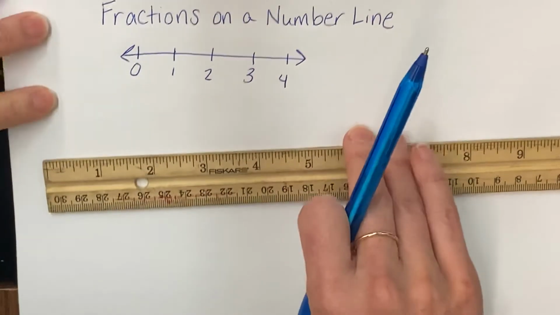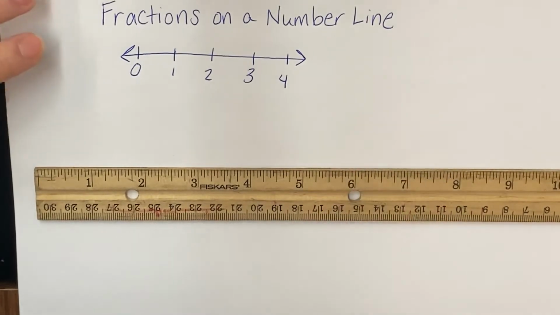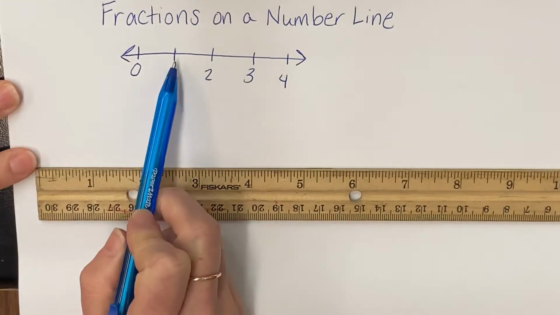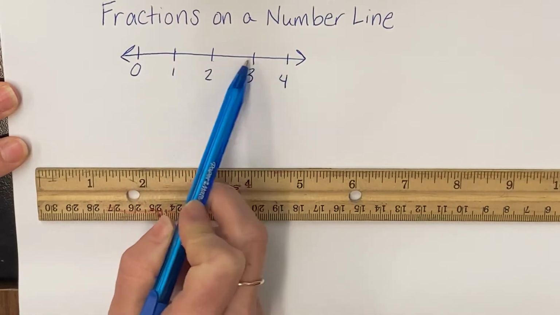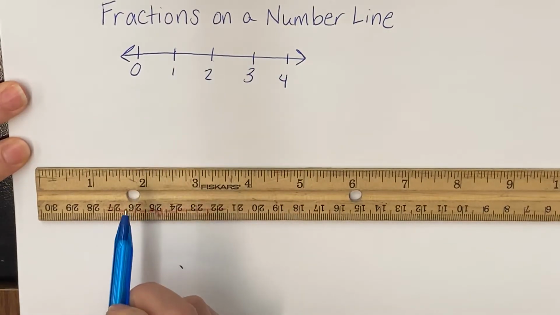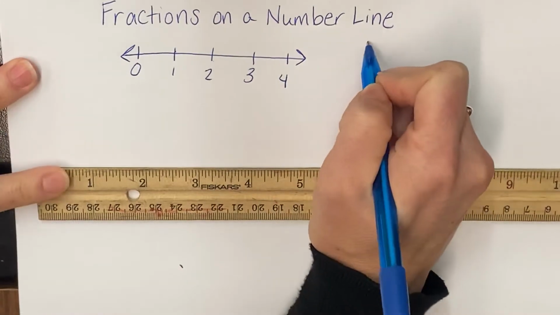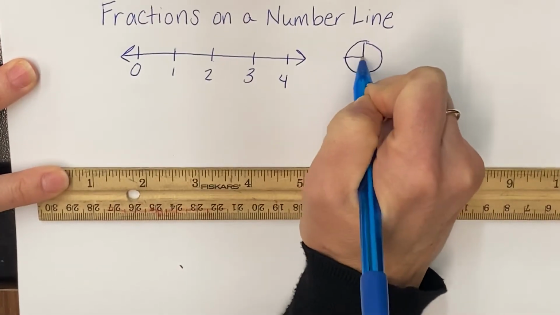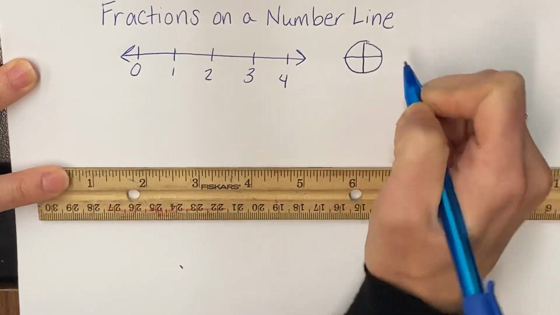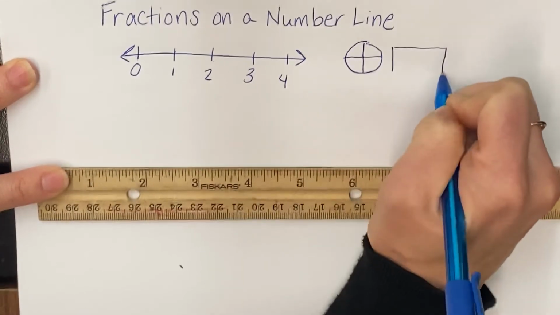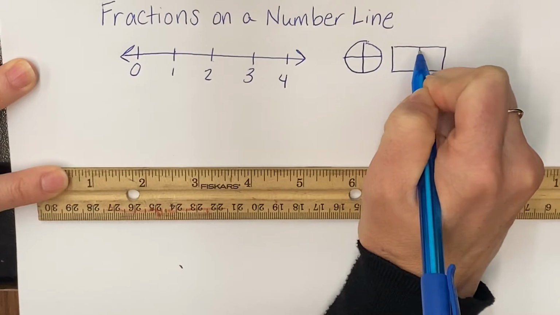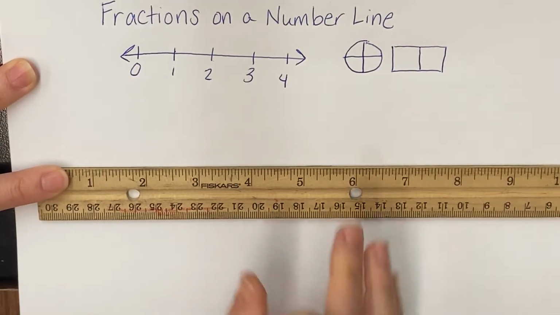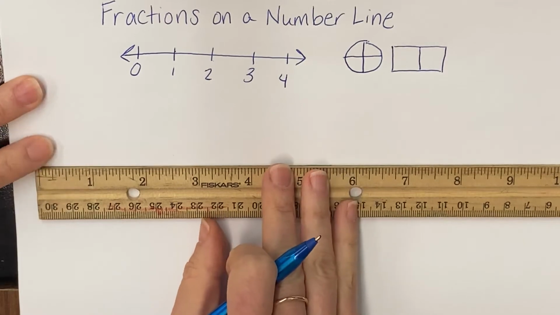Okay, the most important thing you need to know about a number line is that all of the tick marks or the parts have to be equal, just like if we were drawing a circle and we're cutting it into 4 pieces, those pieces must be equal. If we have a rectangle and we're cutting it into 2 pieces, the 2 pieces must be equal. Same as a number line.